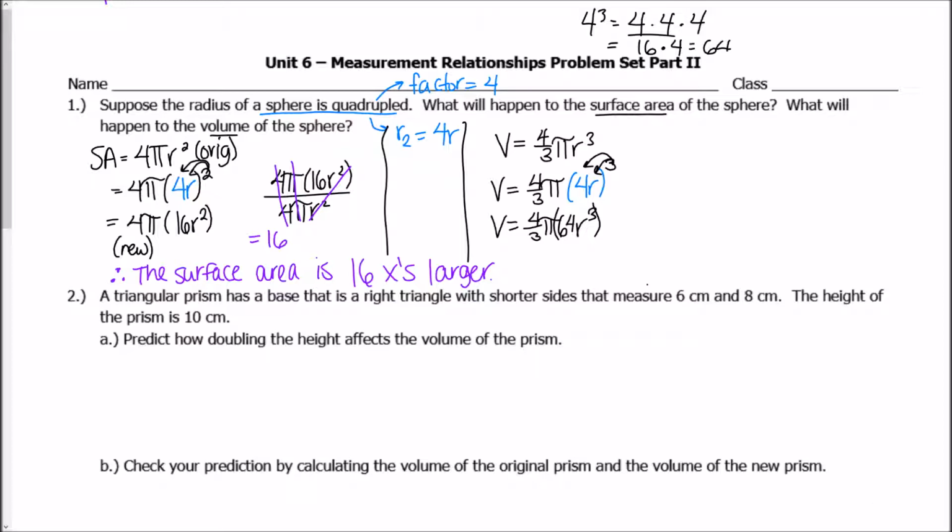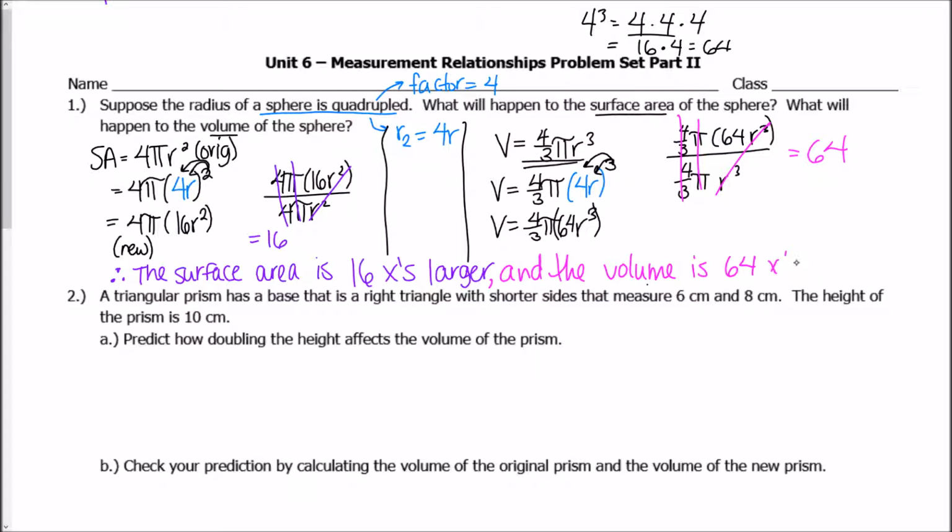Okay, so right here, when I divide it, I get 4/3 pi times 64r cubed over 4/3 pi times r cubed, because this right here is the original volume. Okay, so the r cubeds go, the 4/3 go, the pi's go. I'm left over with 64. So the surface area is 16 times larger, and the volume is 64 times larger.